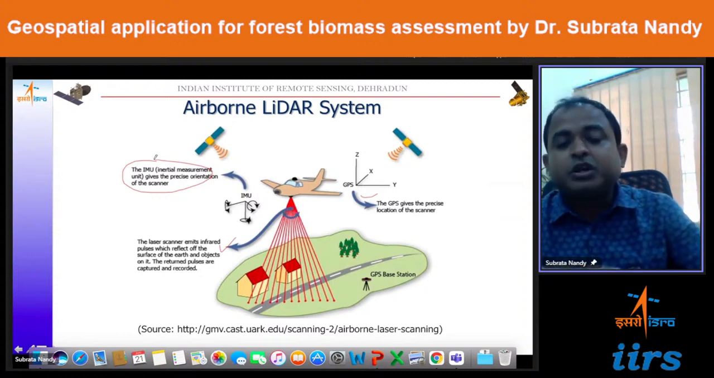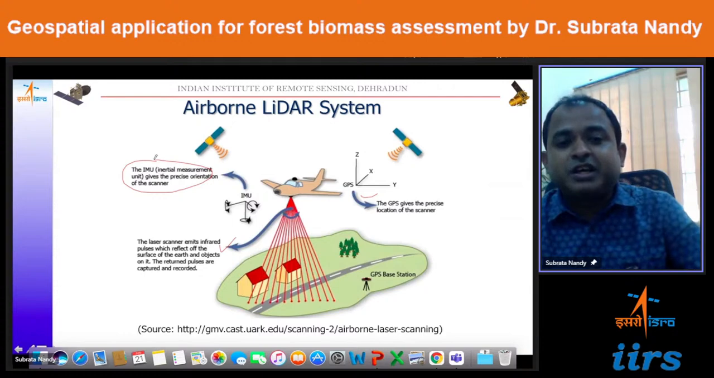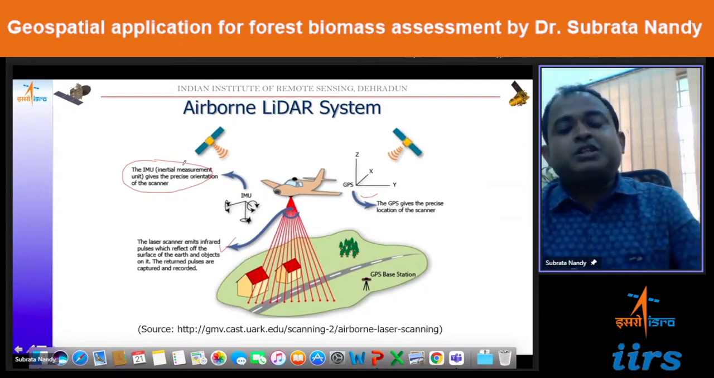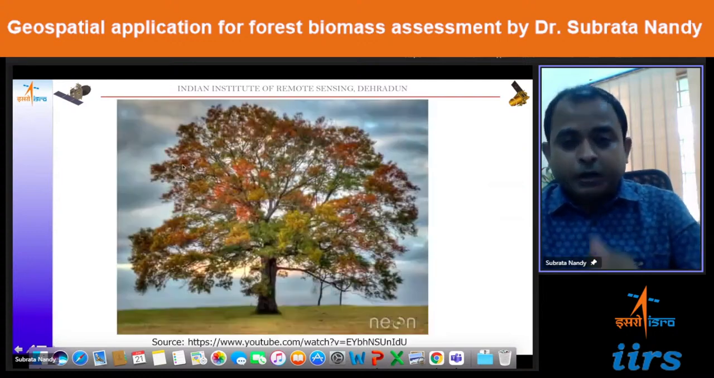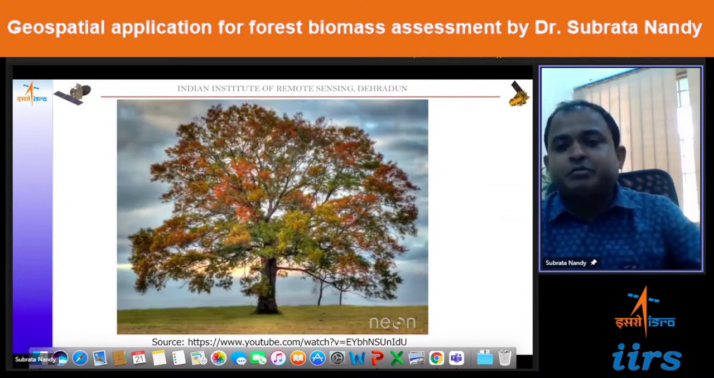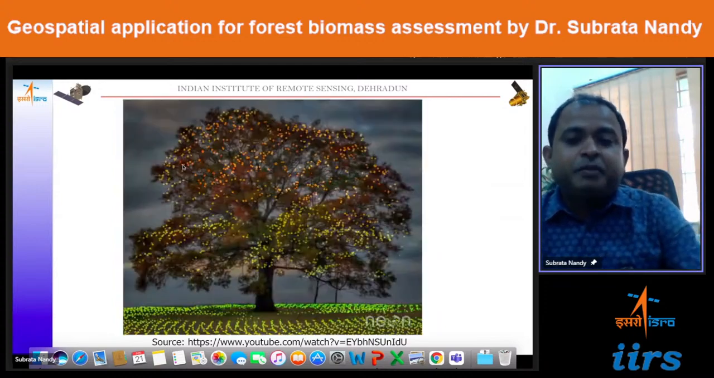XYZ direction, which is called roll, pitch, yaw. So to correct these, you need this kind of correcting measurement. So the IMU, this inertial measurement unit, gives correction due to this movement. So how does this data look like? Suppose this is a tree, and you send laser pulses from the aircraft. It will touch different parts of the tree.